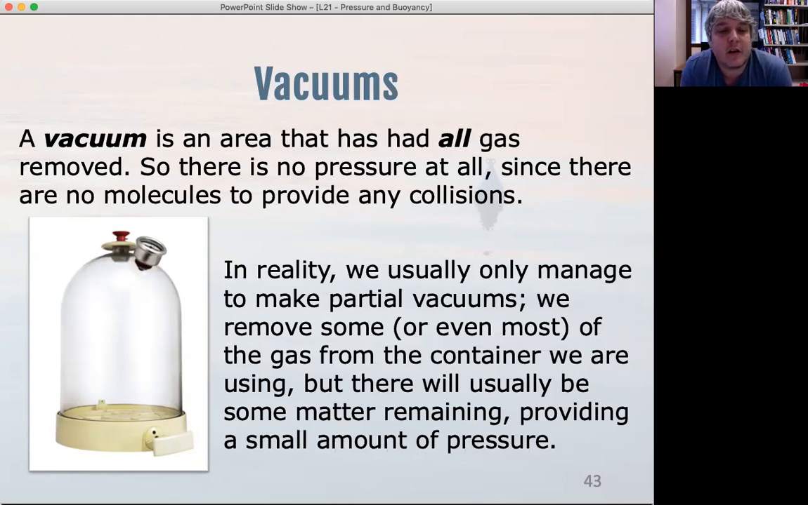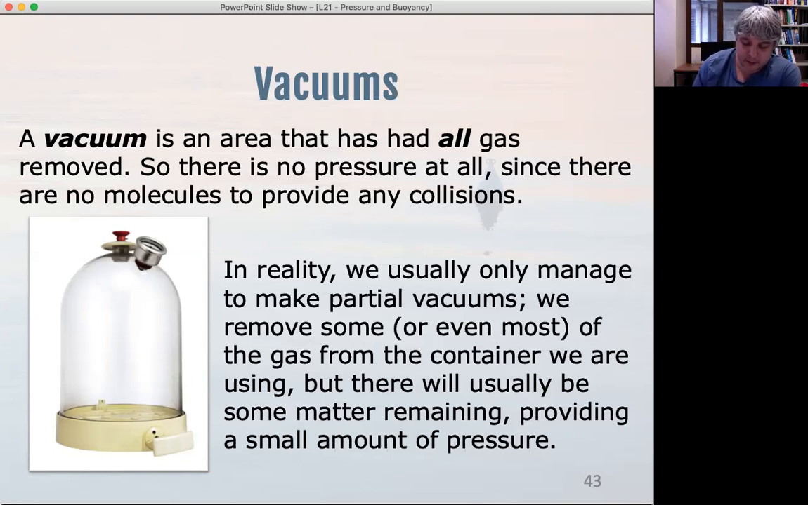In reality, we often only manage to make partial vacuums, which isn't really a thing. A vacuum means no pressure at all. So a partial vacuum, how do you partially have no pressure? You don't, it just means very low pressures. So when we get in labs, we get down to very low pressures. So like a few percent of atmospheric can be achieved, which is not a vacuum. There is still gas, there is still pressure, but we'll call it a partial vacuum because it's less than atmospheric. So we're part of the way towards a proper vacuum.